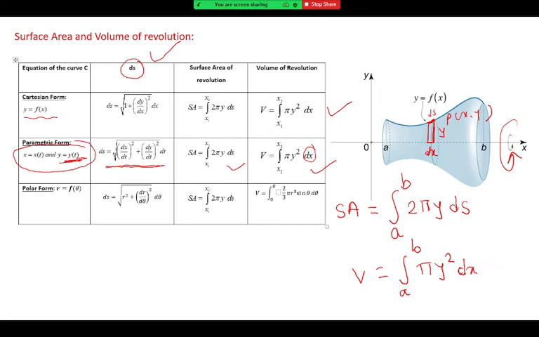That is for parametric. For polar, you should take a precaution here. There is a little bit important thing that you should remember. For surface area there is no change. We use the same formula, 2 pi y ds, where ds we replace using this formula, and the value of y. What is the value of y in polar? R sin theta, correct. You have to replace y by r sin theta, and ds by this formula under the root, and you will get the surface area.